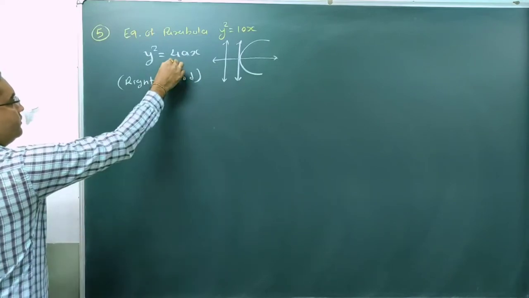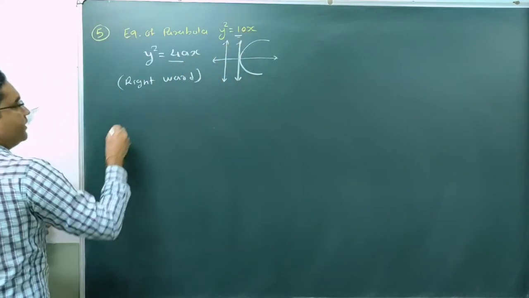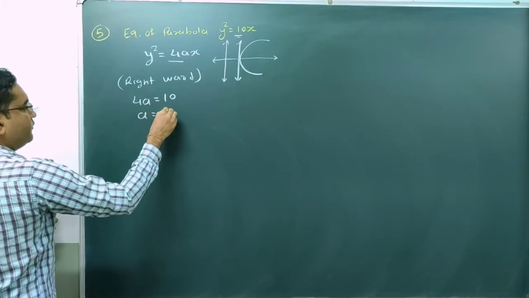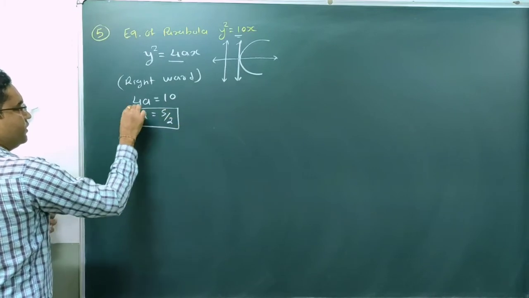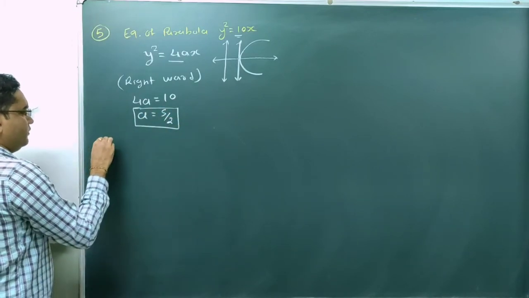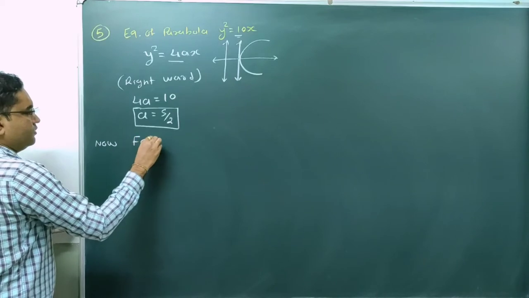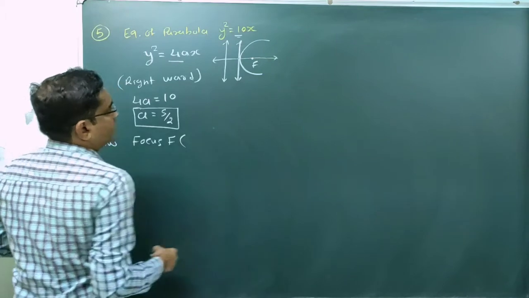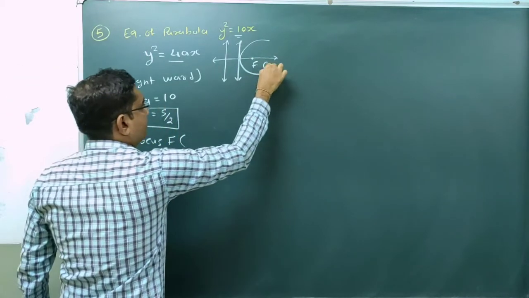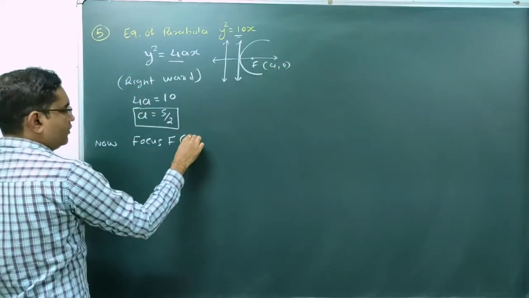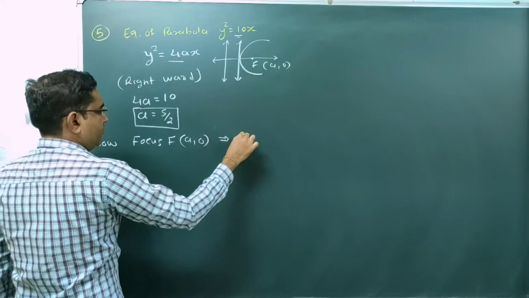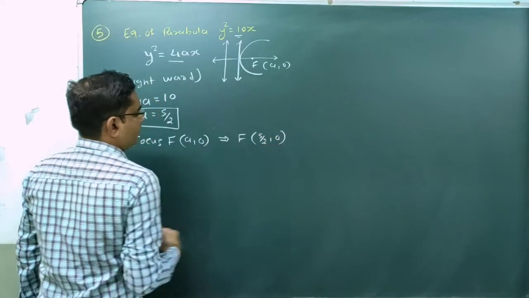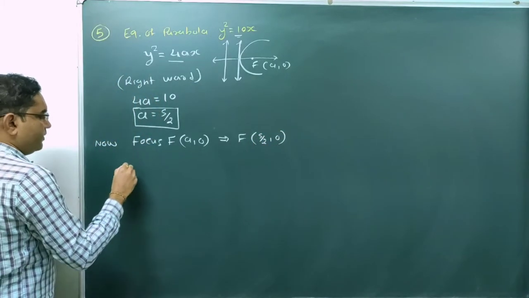So comparing the equation, coefficient of x is 10. So 4a equal to 10. Therefore a equal to 10 by 4, which is 5 by 2. A is 5 by 2, and therefore we can write the coordinates of focus. Focus F lies on the x-axis, in the positive direction. So coordinates of focus are (a, 0). So here our F is (5 by 2, 0). Done.